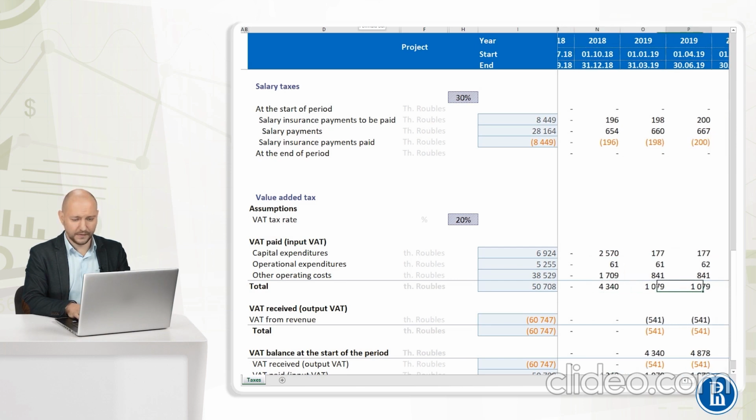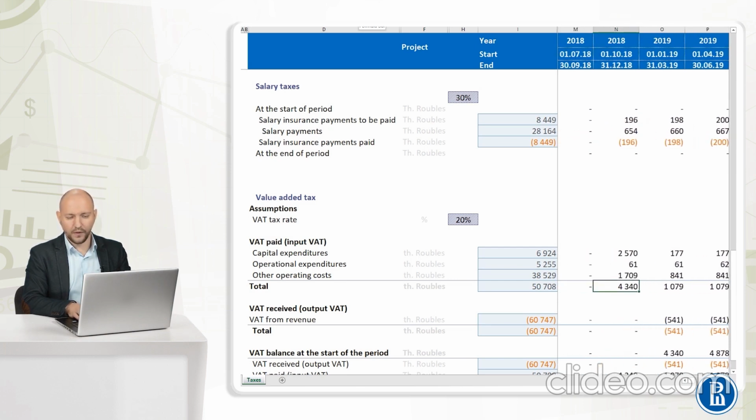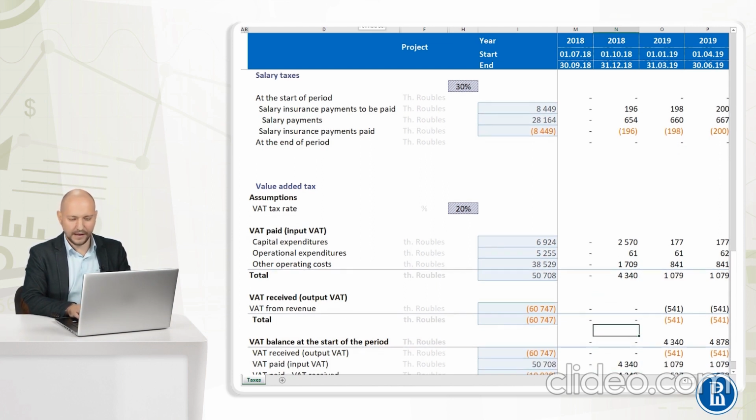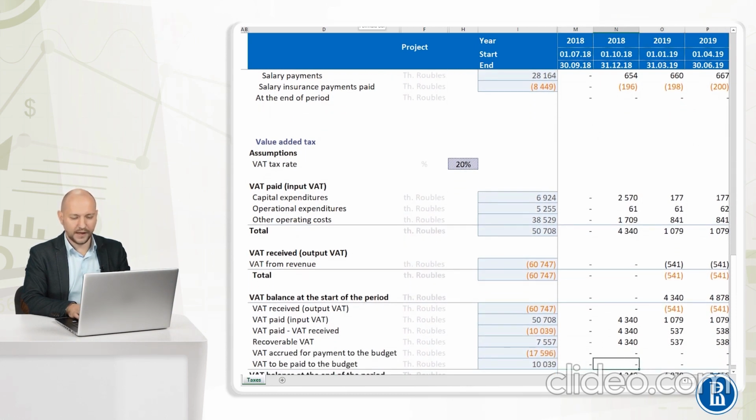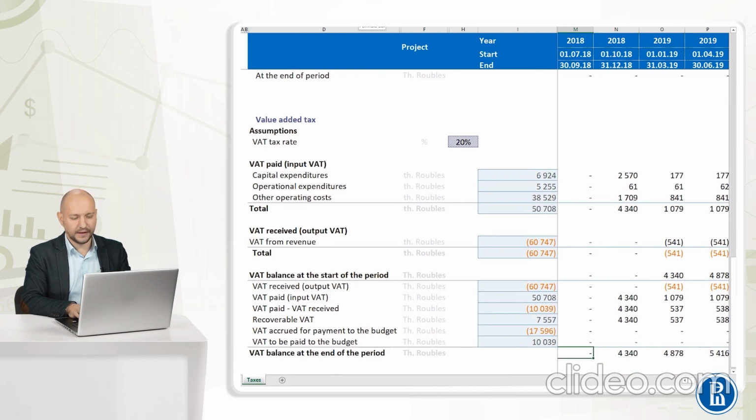So as we see in the fourth quarter of 2018, the company has paid 4.3 million rubles of value-added tax, but still the company has not got any revenue, which means that there is no value-added tax received or output VAT, which means that, again, like with profit tax, we can still use this value-added tax balance as a way to decrease our potential value-added tax to be paid in the future.